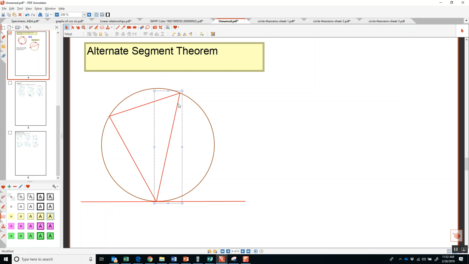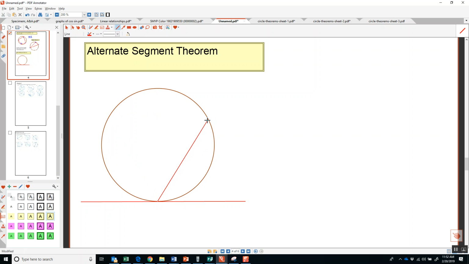Which way would you like me to draw it? Draw one line going like that. You have to put the tangent in a different place. Draw it straight up. I'll draw it going slightly straight up, okay?